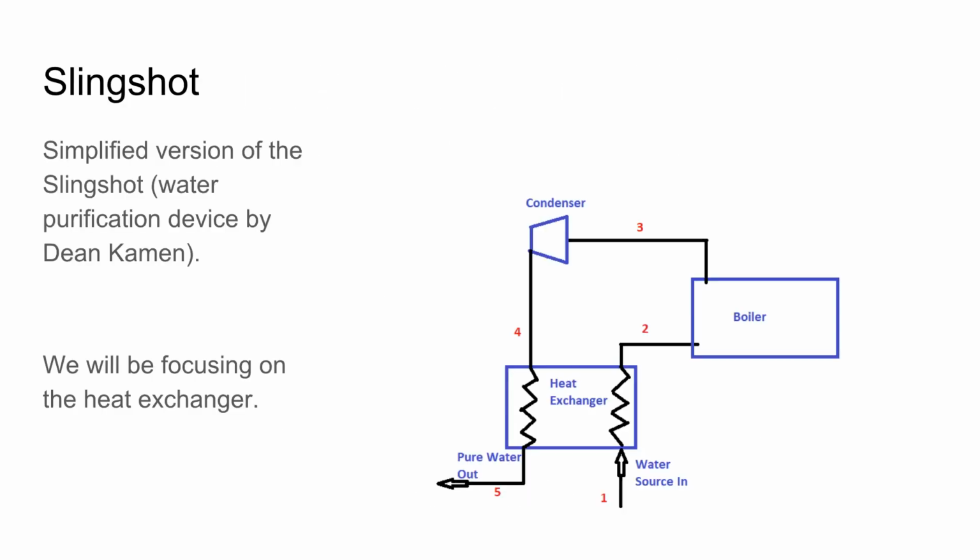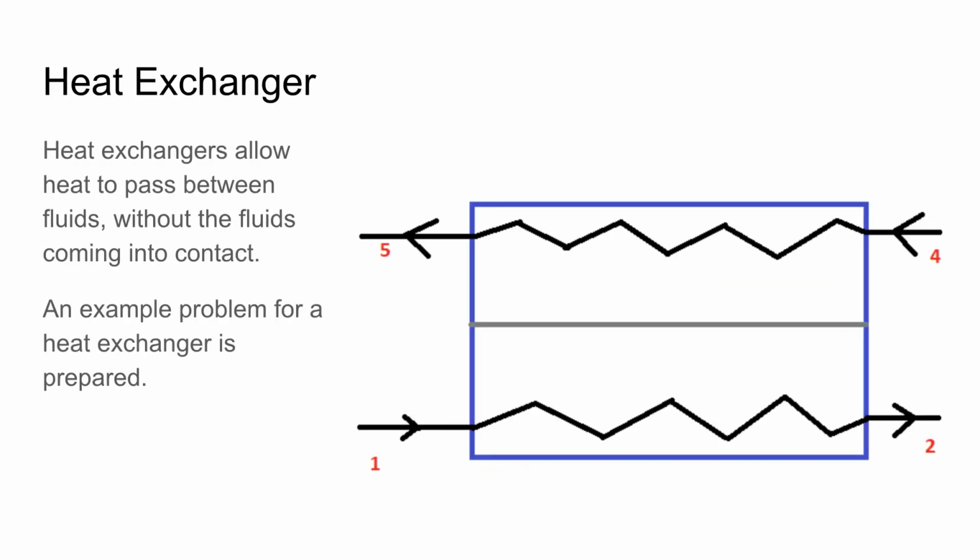Shown here is a simplified version of the slingshot, which is a water purification device made by Dean Kamen. We'll be focusing on the heat exchanger. Heat exchangers are useful because they allow heat to pass between fluids without the fluids ever coming into contact with each other. An example heat exchanger problem is prepared in the next slide.